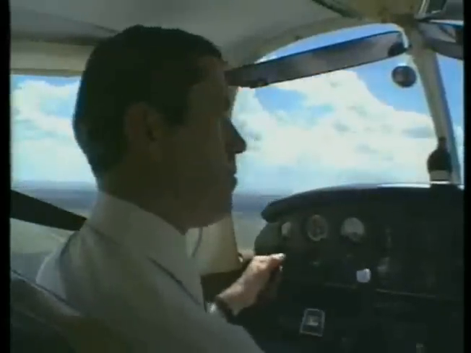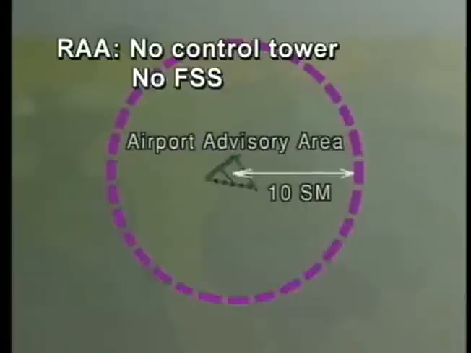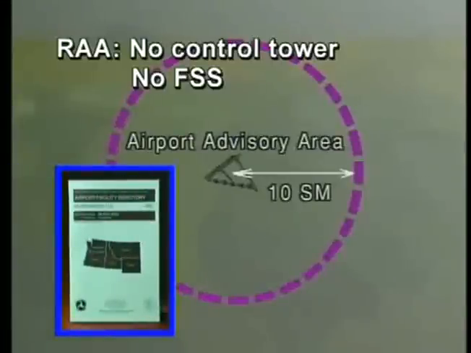Although your participation is not mandatory, the flight service station gives valuable information about known traffic, wind direction and velocity, the altimeter setting, and the favored runway. Remote Airport Advisory, RAA, service is provided within 10 miles of busy general aviation airports that do not have an operating control tower or FSS located on the airport. The Airport Facility Directory lists RAA locations and times of operations.